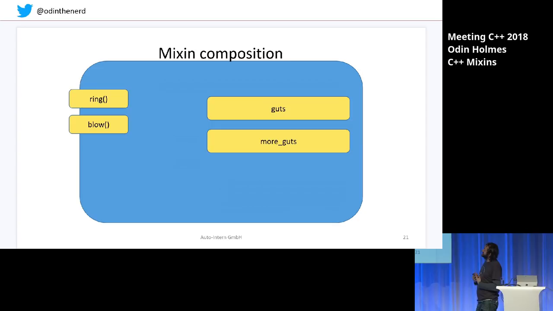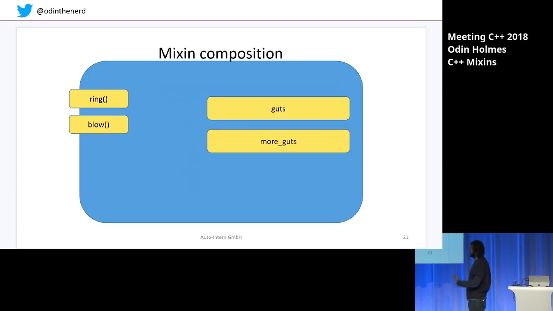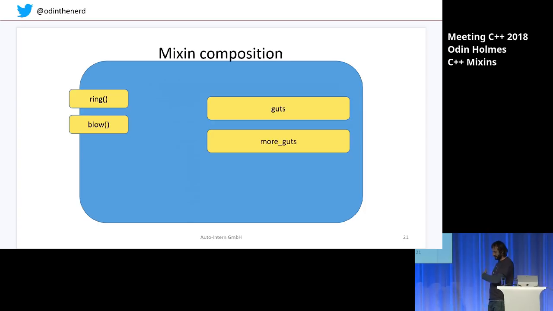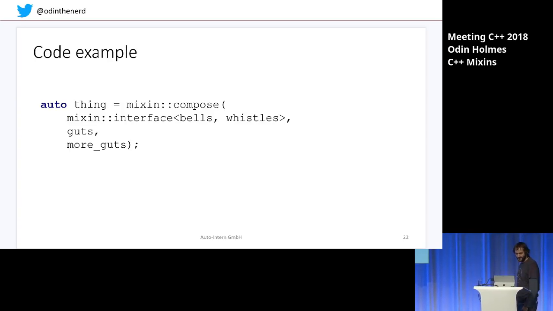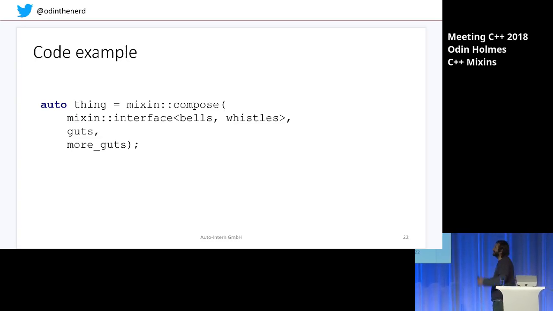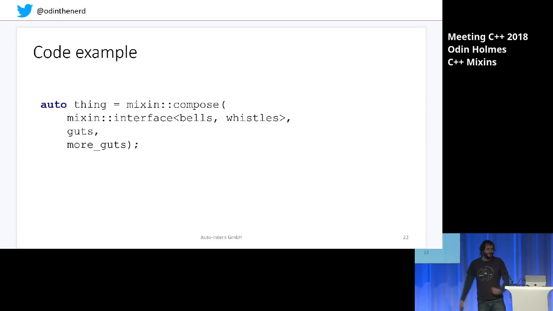In contrast to policy-based class design, we actually have two kinds of Mixins. We have interface Mixins, and we have implementation Mixins. Right? And the idea is the outside world can see the interface Mixins, my bells and whistles here. And when they call their member functions, then those member functions can be implemented in terms of the implementation Mixins. If I want to compose this, then I have a factory function. I just call compose, and it all magically self-assembles. The glue code just writes itself, right?